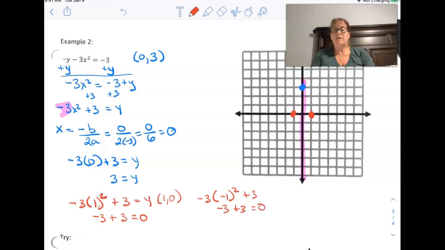So here you now have your 3 points. You can graph your parabola. And it is ongoing forever and ever, so you want those tips to always have an arrow on it. Make sense? Here's your chance to try.